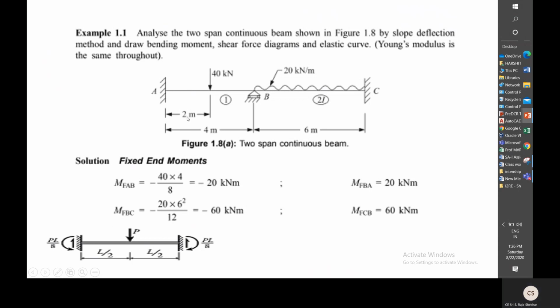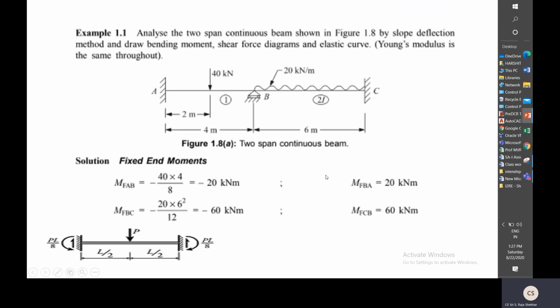Okay. Here, first I am calculating fixed end moment for the span AB. For the span AB, fixed end moment is equal to PL by 8. Here P value is 40, L value is 4, span length it is 4, so we are getting 20. For the left support, that means fixed end moment at A, it is considered as anti-clockwise moment, so it is negative. So minus 20 kilonewton meter is the fixed end moment at support A.